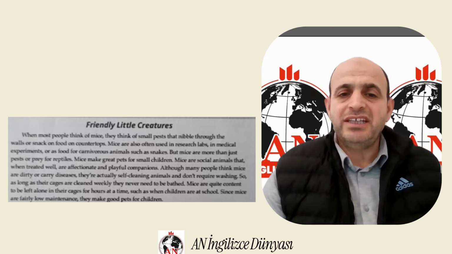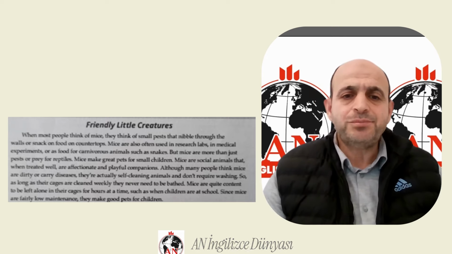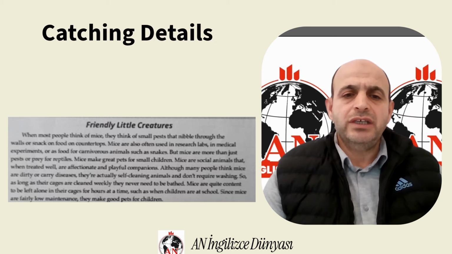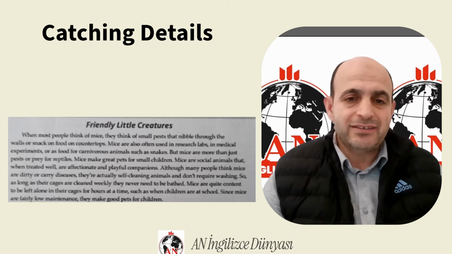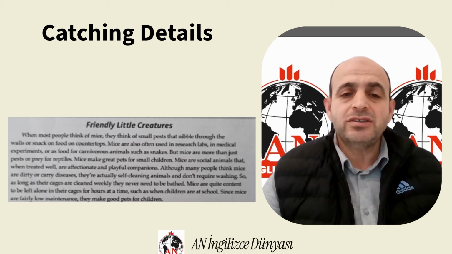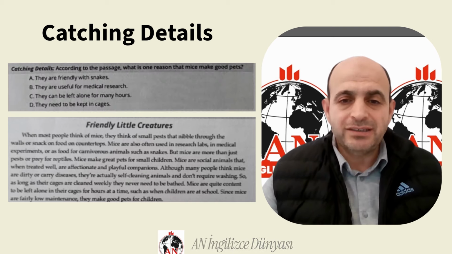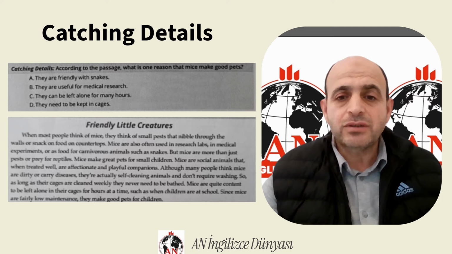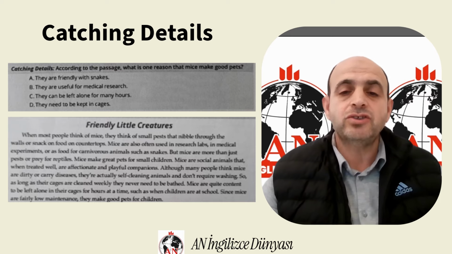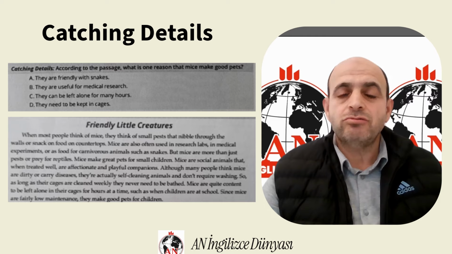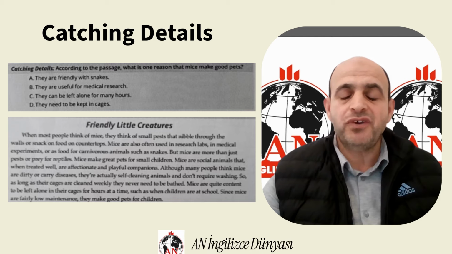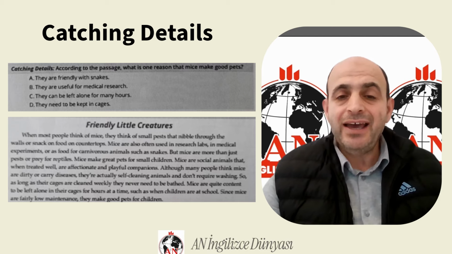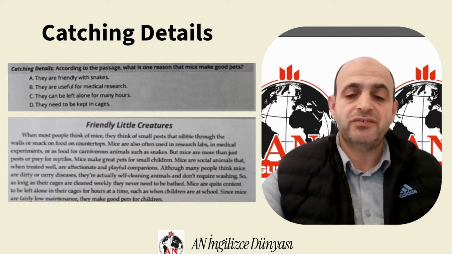When we come to the catching details questions, what you need to do is, again, to eliminate the wrong answers first of all. The question type is going to be, according to the passage, what is one reason that, for example, for the text that's given, mice make good pets? So in this kind of question, maybe it's better to find some keywords and scan the text for this kind of information.